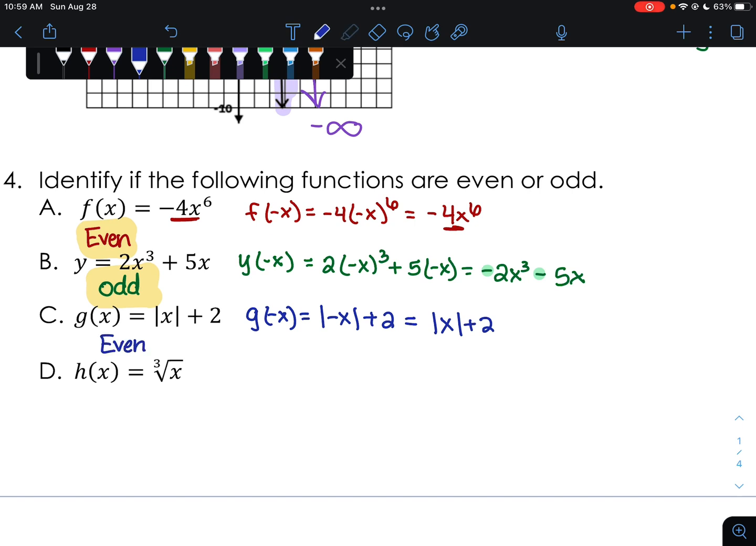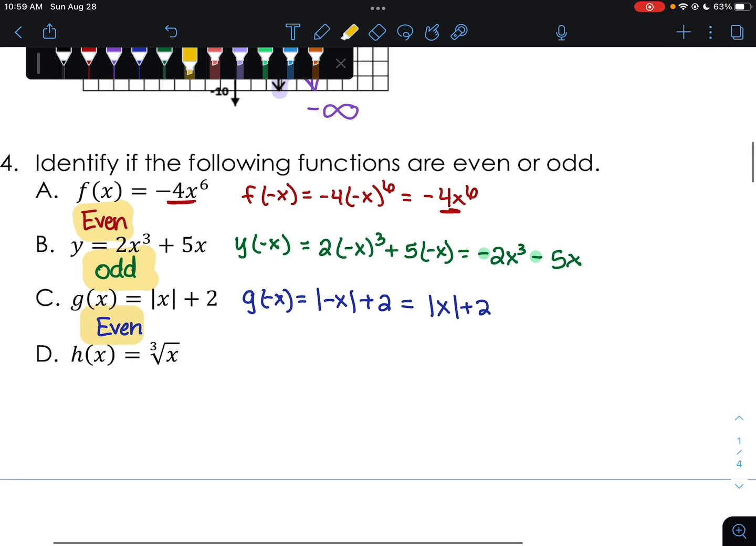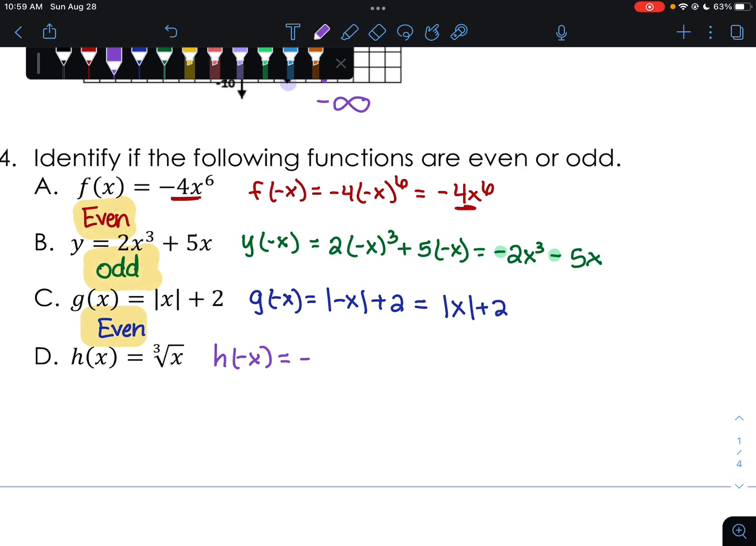Okay, you could also graph these, but I'll talk about that in just a second. I have h of x equals the cube root of x. So again, we start by evaluating h of negative x. So when I do that, I get the cube root of negative x. Well, the cube root of negative x is actually negative cube root of x. So therefore, all of my signs changed, and this would be an odd function.